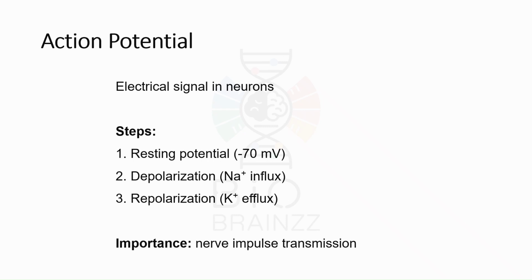Action potential is an electrical signal generated in neurons, and it is essential for nerve impulse transmission. It involves changes in membrane potential due to movement of ions. Initially, the cell is at resting potential. During depolarization, sodium ions enter the cell, making the inside more positive. Repolarization occurs when potassium ions leave the cell. This sequence allows the signal to travel along the neuron. Questions often test the sequence and ion movements.